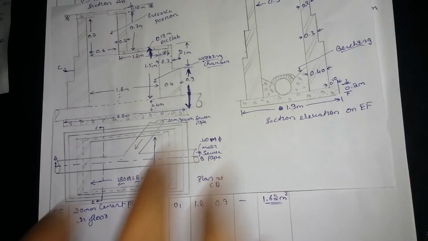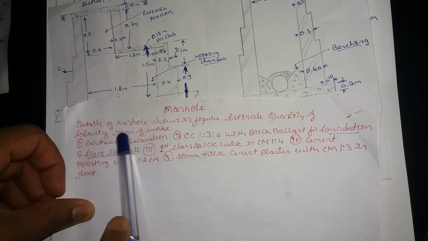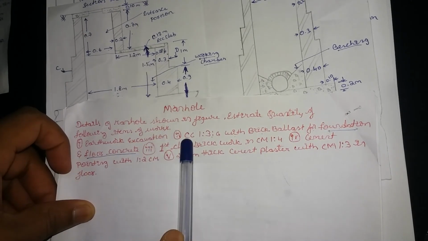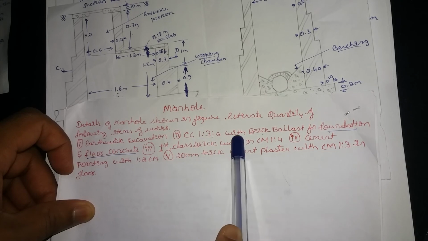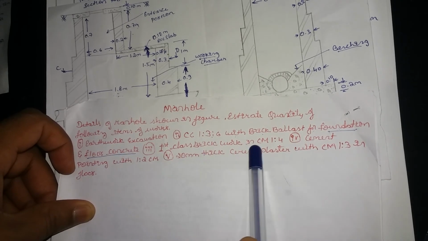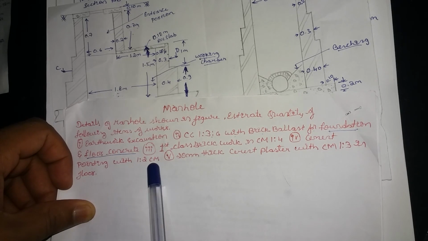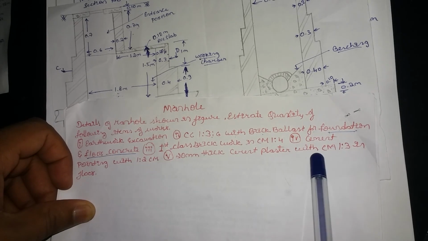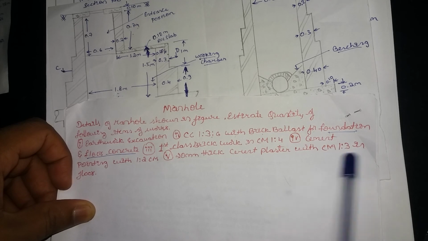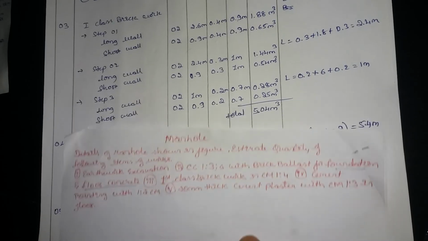Now you just check out the question. What is asked? Details of the manhole shown in the figure. Estimate the quantity of the following items of work: earthwork, CC 1:3:6 with brick plaster for the foundation and floor concrete, first class brickwork in CM 1:4, cement pointing with 1:2 cement mortar, and 20 mm thick cement plaster with cement mortar 1:3 in flooring. So all these 5 items we have found out the quantities.